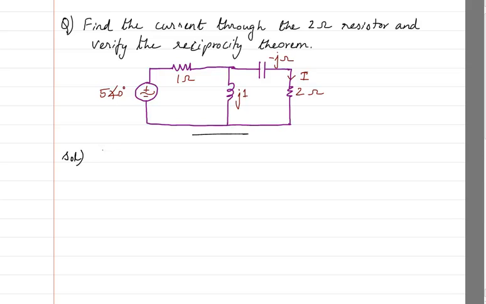Hello students, let us look at one of the problems of the reciprocity theorem for an AC circuit. Here we have a circuit with only one source, and it's bilateral, so it's fit for the reciprocity theorem. We have to find out if we interchange the 5 and this I, then we will get the same answer. So first we will find I.